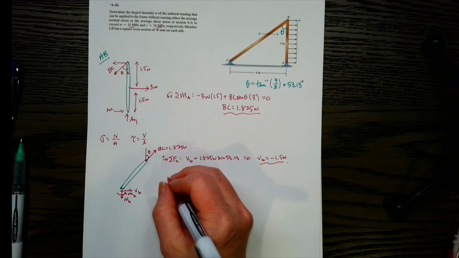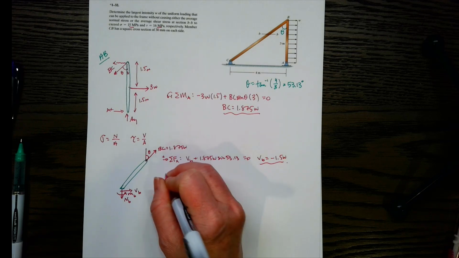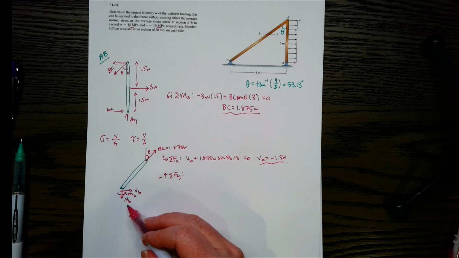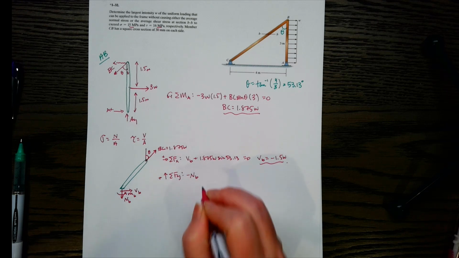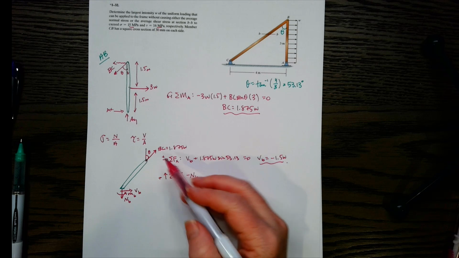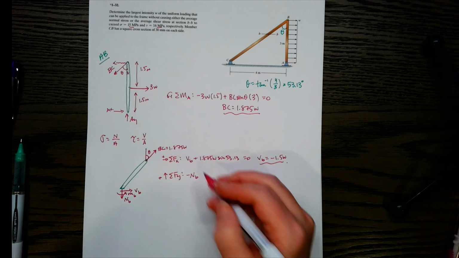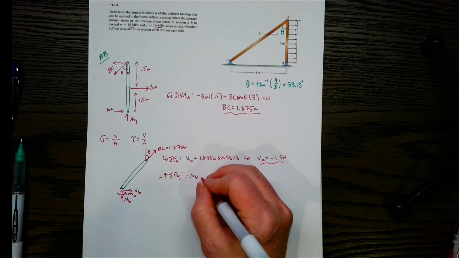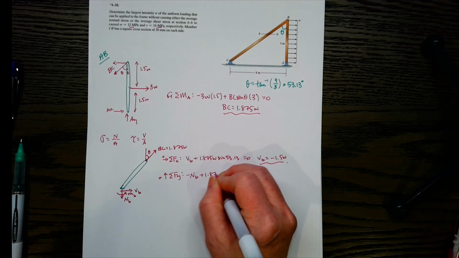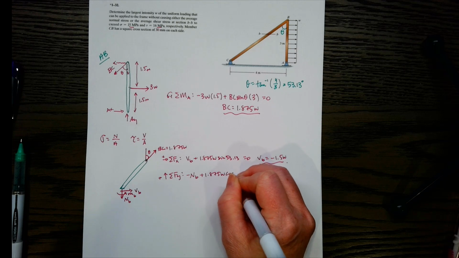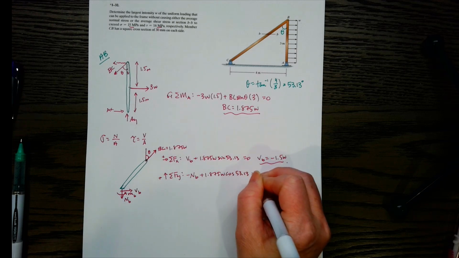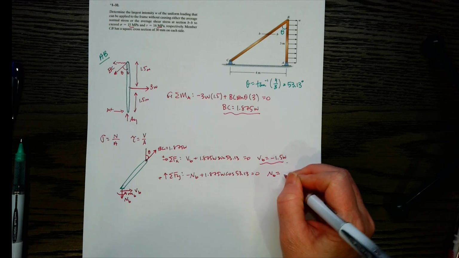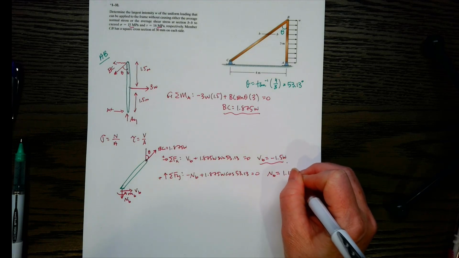Now let's find the normal force. So that's going to be the Y direction. Up's positive. So we'll have negative NB, and now I need the Y component of BC. All right, so Y is adjacent to that angle, and it's going up, so we're going to have plus 1.875W cosine 53.13. Set it to 0. NB then is 1.125W.